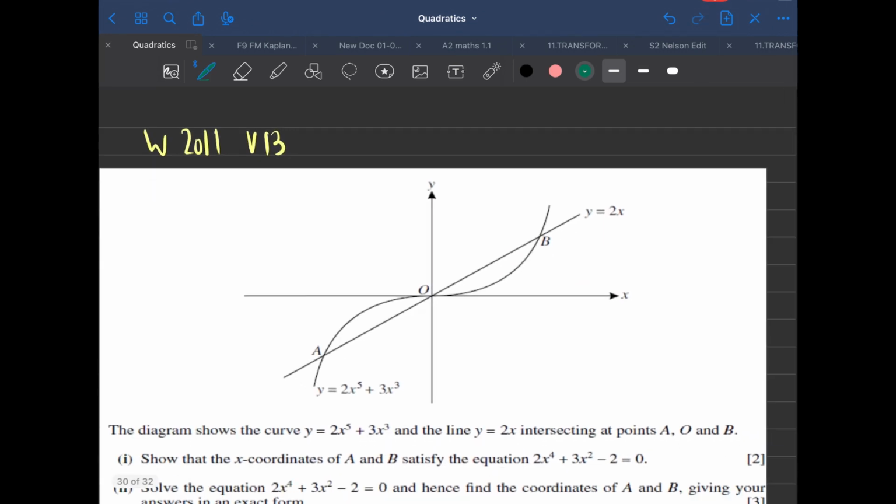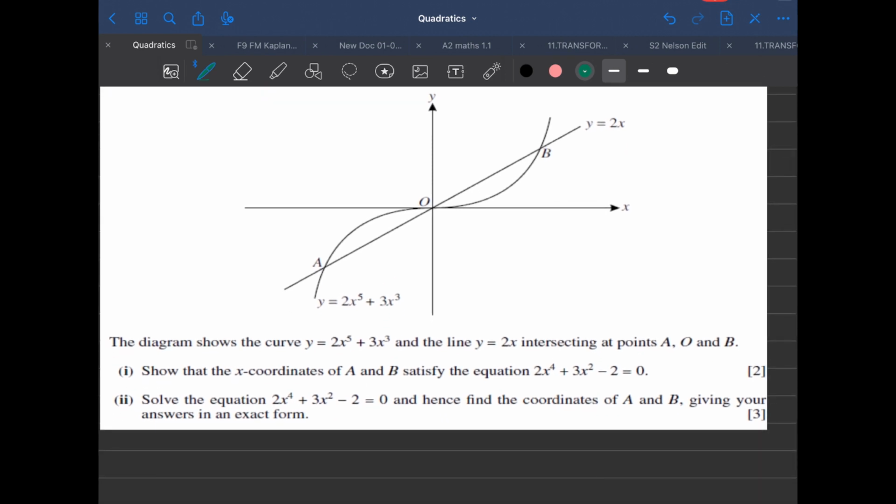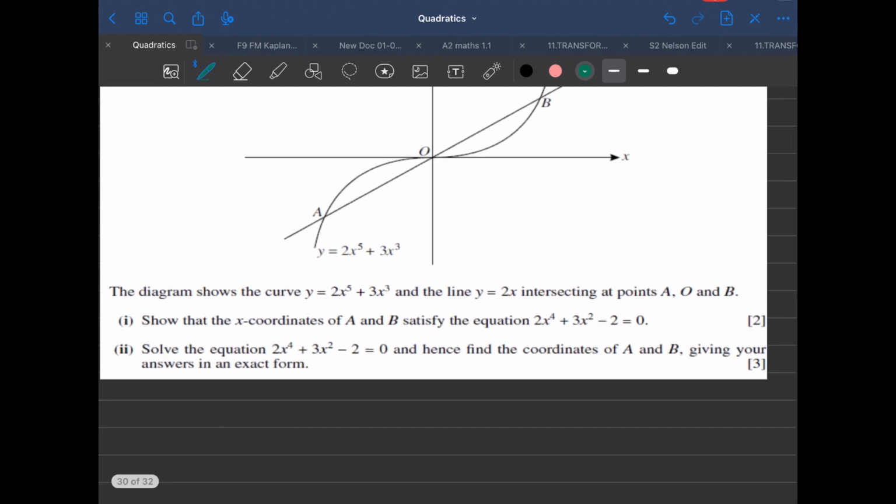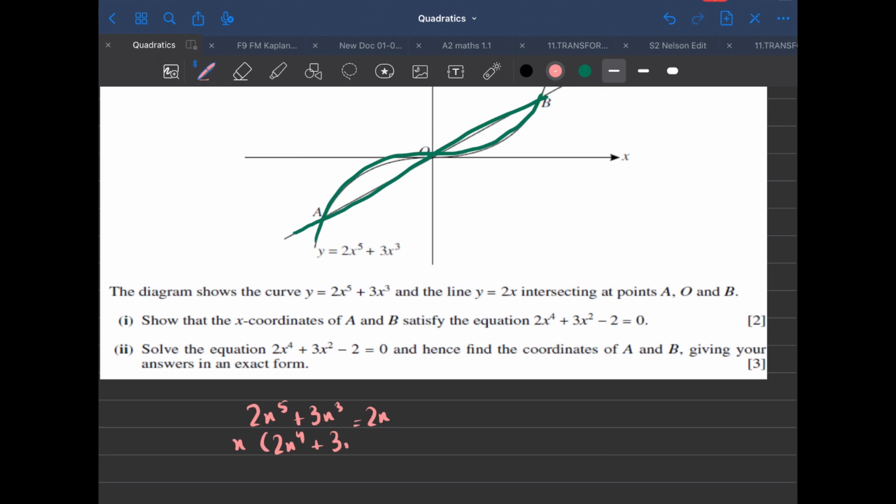Let's practice more. So this is a question given to us. It says show that A and B satisfy the equation this one. Okay, so I can see that this line and this curve is intersecting at A and B. And what did I tell you about intersection? You equate both of them, substitute it, simultaneously solve. So what I'm going to do is take x common. It's going to become 2x power 4 plus 3x square is equal to 2x.